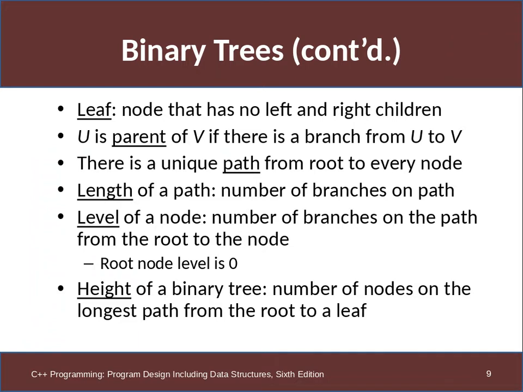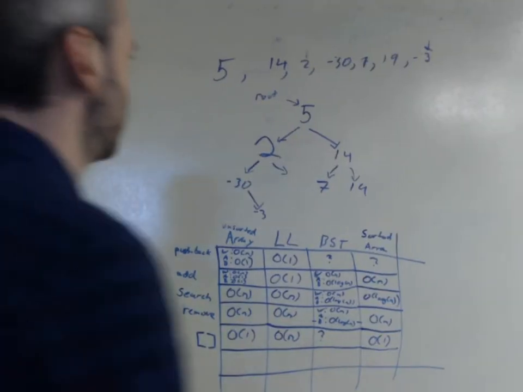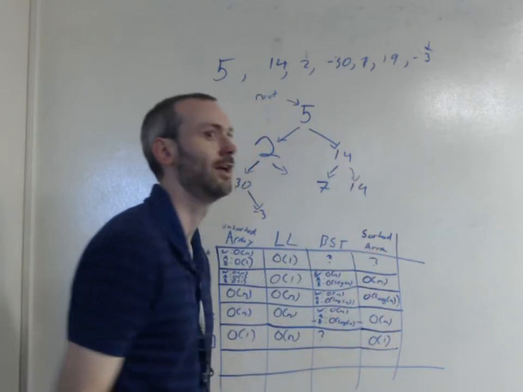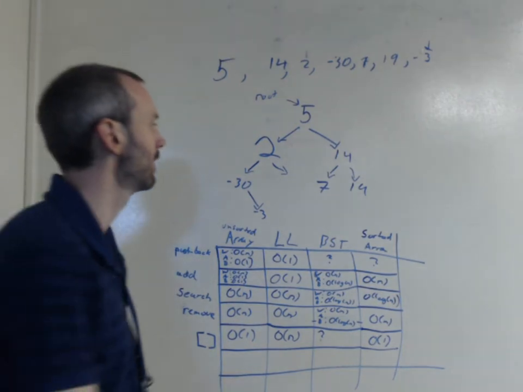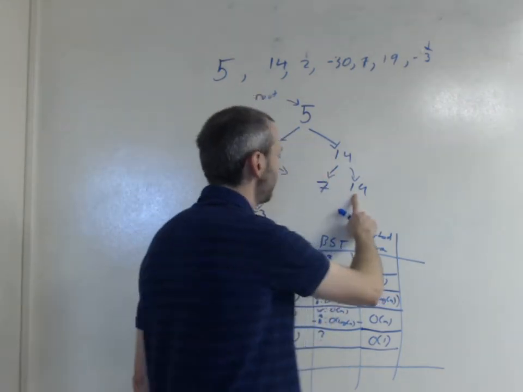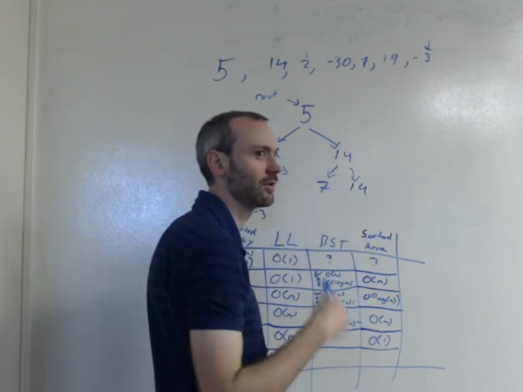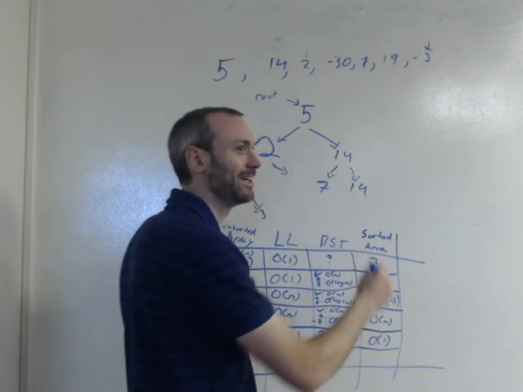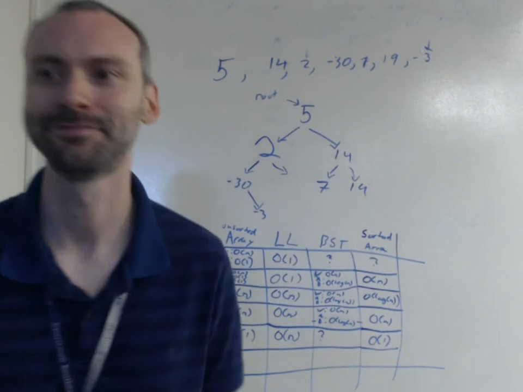All right, and they love terminology, so let's throw a bunch of terms at you and see how many you remember. A leaf is a node that has no children, because if it's at the end of the tree, it's a leaf. U is a parent of V if there's a branch from U to V. So 5 is the parent of 14 because there's a branch going from 5 directly to 14. Very important, it is a single branch. 5 is not the parent of 19 because there's not one branch, there are multiple branches. So you could call it the grandparent in this situation, but we're just talking about parent. A parent is one branch.